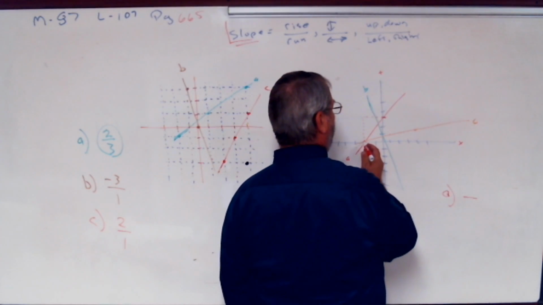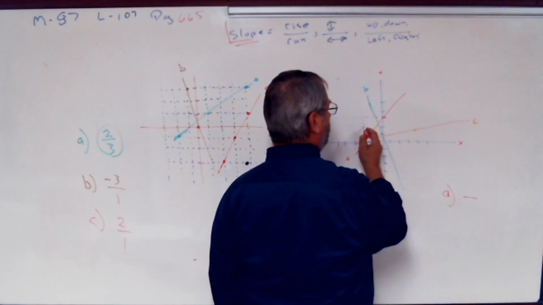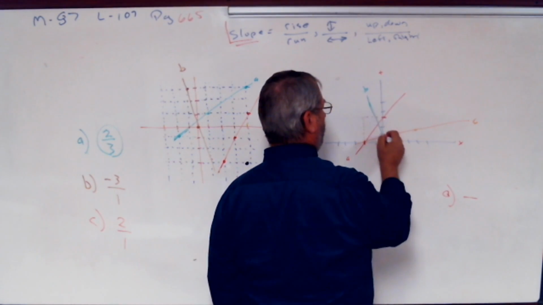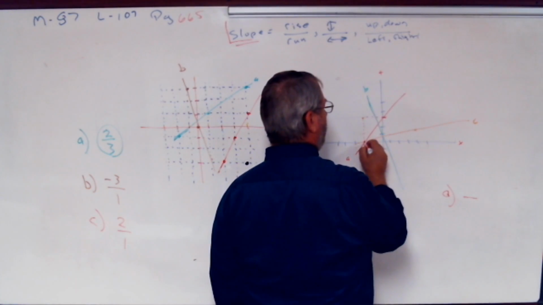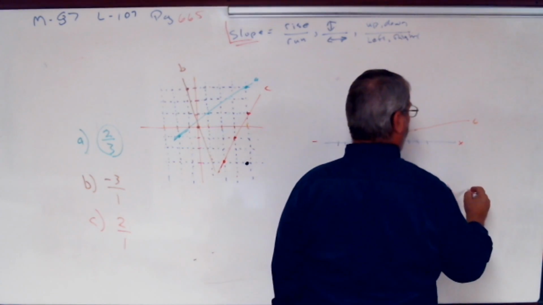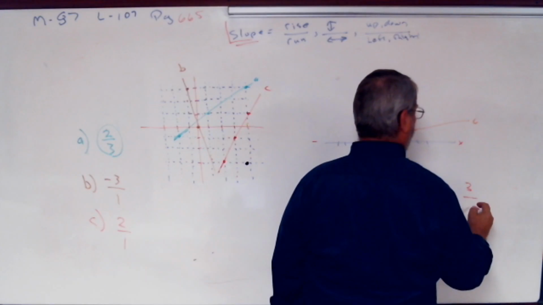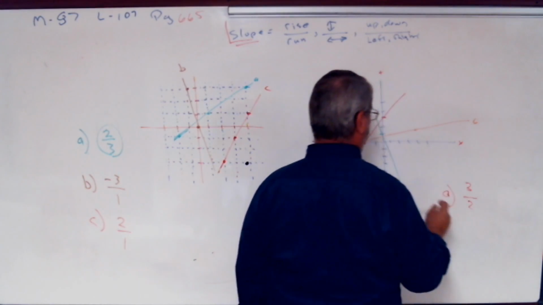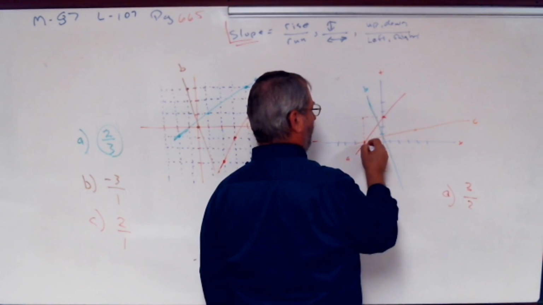Positive slope. So we're going to go up 1, 2, 3. We went 1, 2, 3 right here. And then from here, we went 1, 2. We went up 3 and then right 2. Up 3, right 2. We're back on the line. All right?